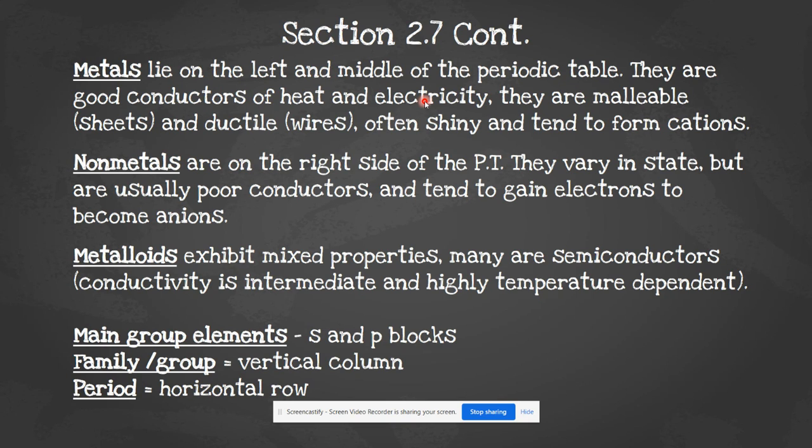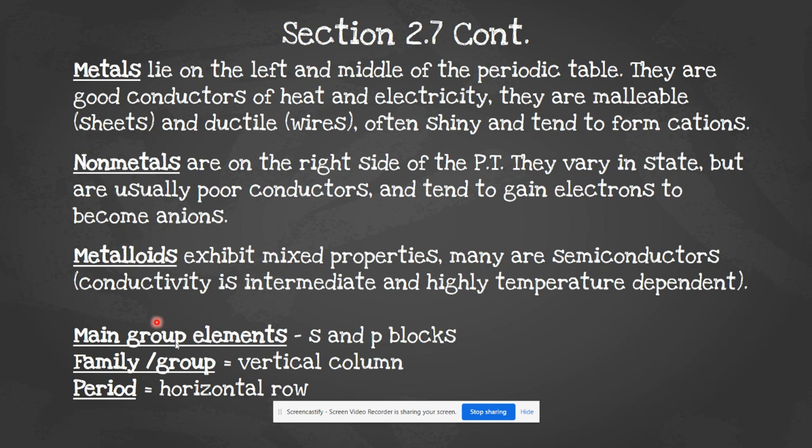anions or negatively charged. Metalloids exhibit mixed properties, and many of them are semiconductors, which means they conduct at an intermediate level, and especially they're highly temperature dependent. So we use them for cell phones and computers and electronics because we can allow them to conduct or not conduct based on their temperature. So it's like a switch. It goes on and off whether or not they conduct. And silicon is a really good example of a metalloid that is a semiconductor. Hence Silicon Valley, where we get a lot of our electronics from.